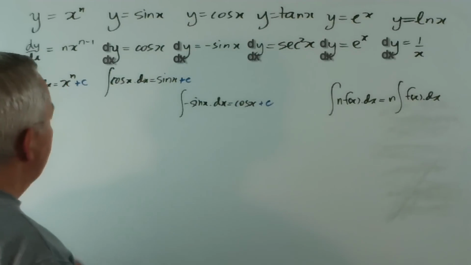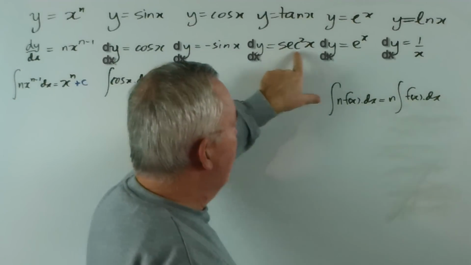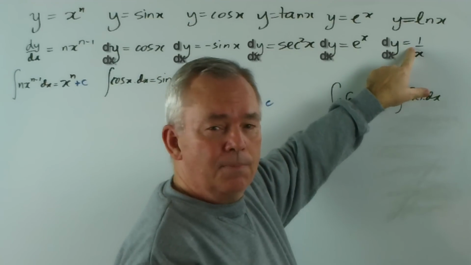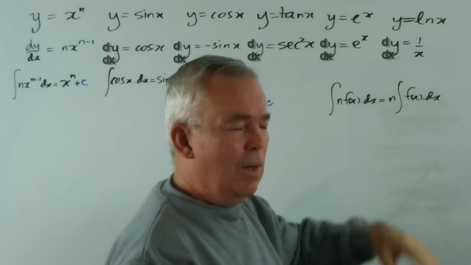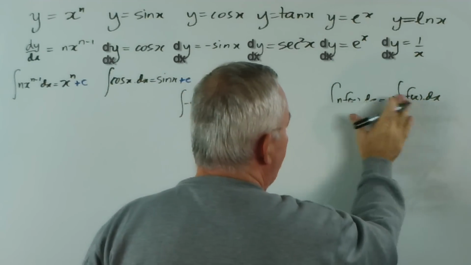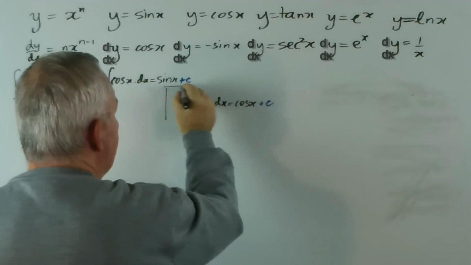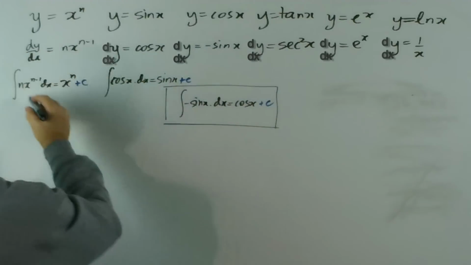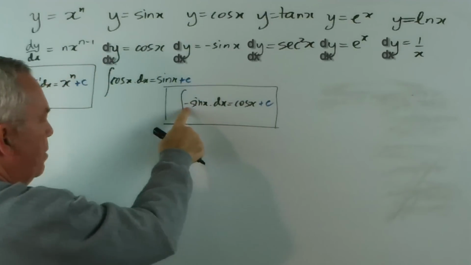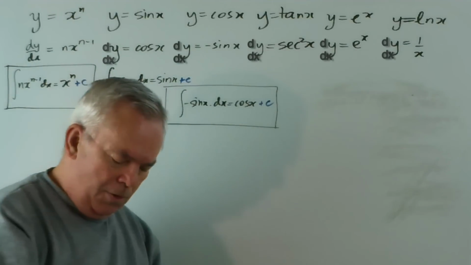And I want you to notice that in the case of the cosine, the secant squared, the exponential, and 1 over x, there is no constant to worry about. The constant is 1. In other words, this becomes rather irrelevant. But I want you to notice that in this case, and in this case, there is a constant. Here it's negative 1, and here it's n.